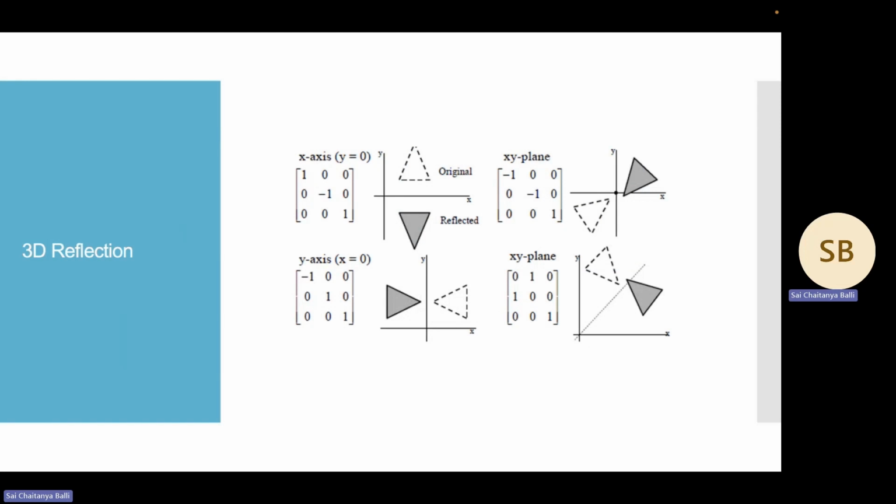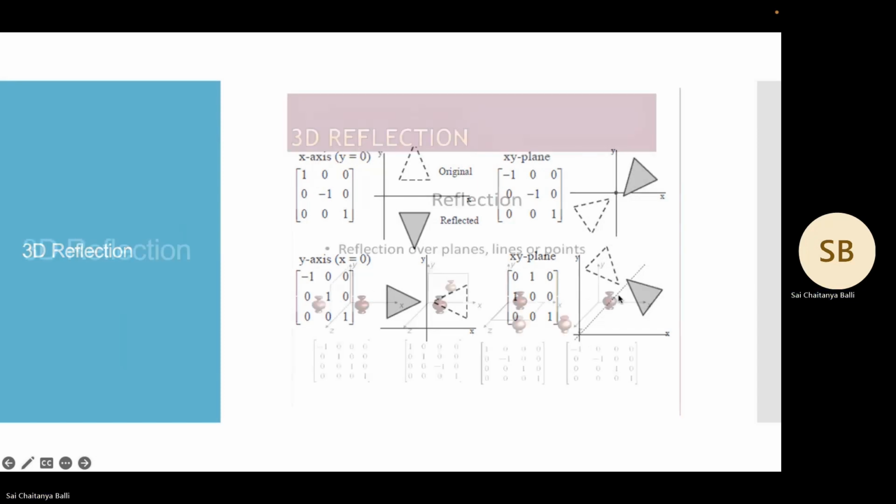So this is a sample example of 2D reflection. Over here we can see when there is an object in this coordinate space, the reflected image would have to be present 180 degrees inwards to it. Same for the XY plane and Y axis and even the XY plane.